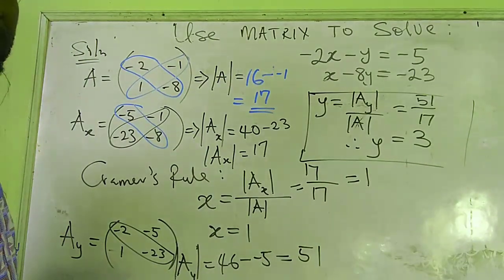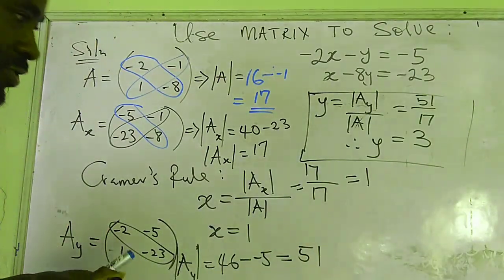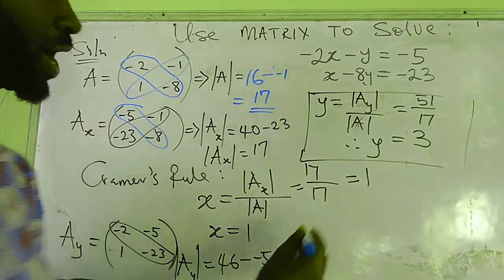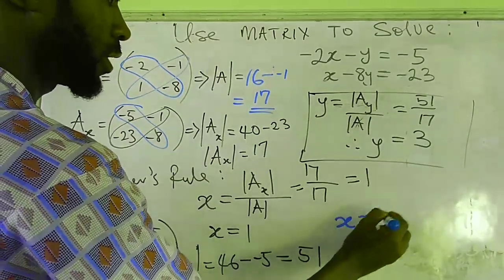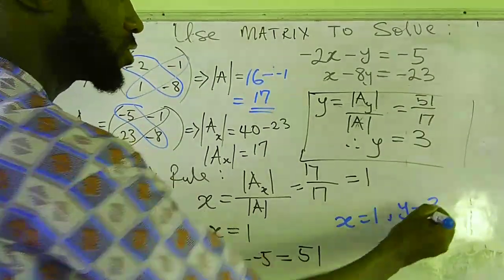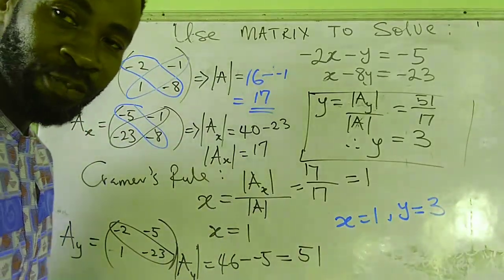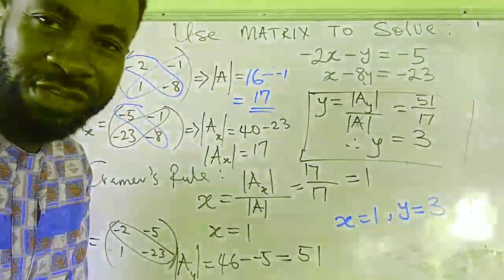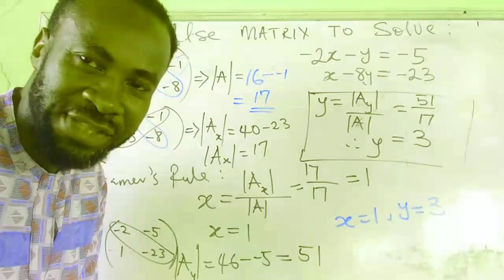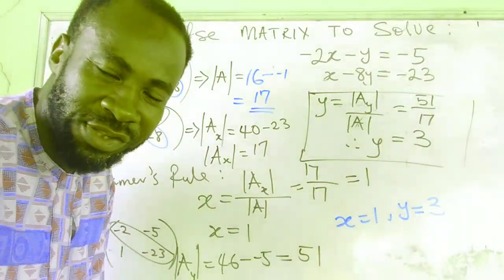So we have gotten our values. We have gotten our x to be 1 and our y to be 3. So these are the solutions to this problem. So this is how we use matrix to solve system equations known as simultaneous equation.